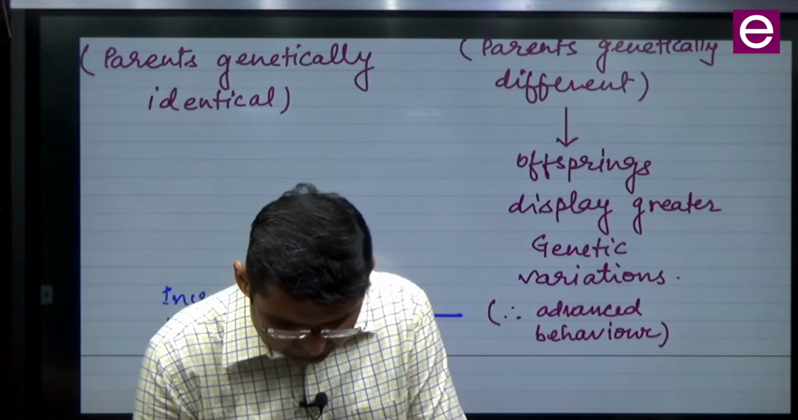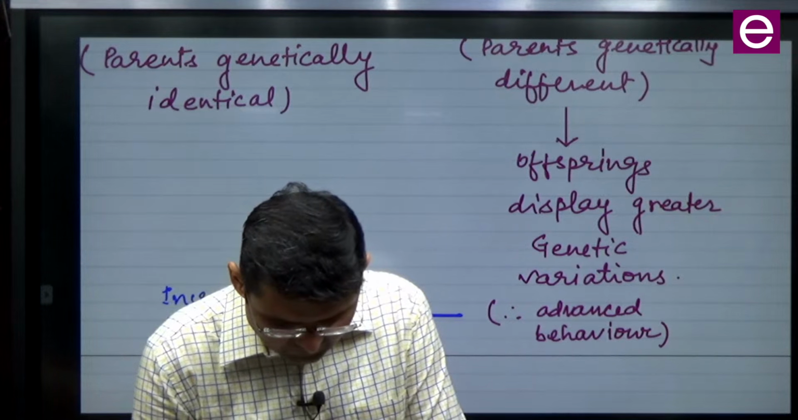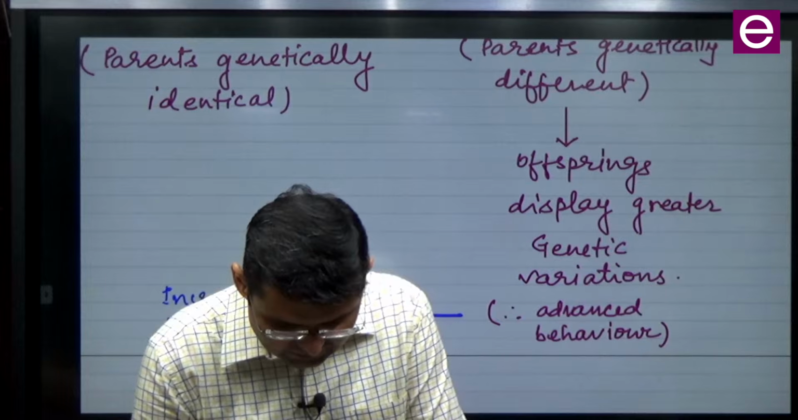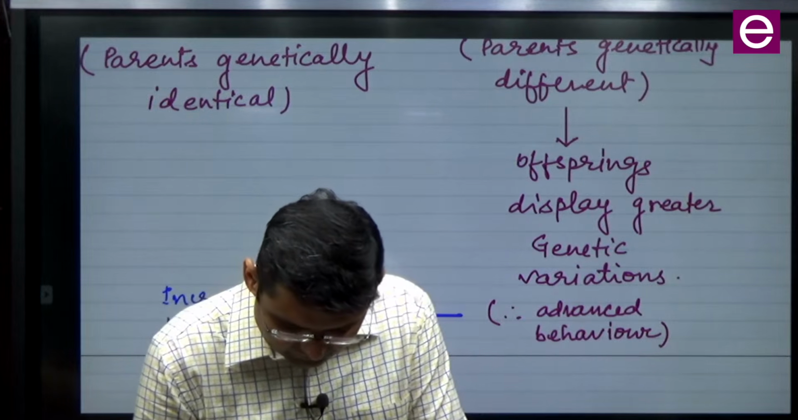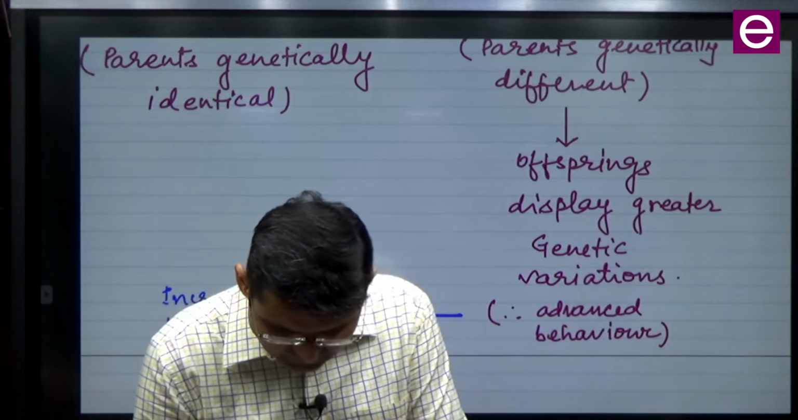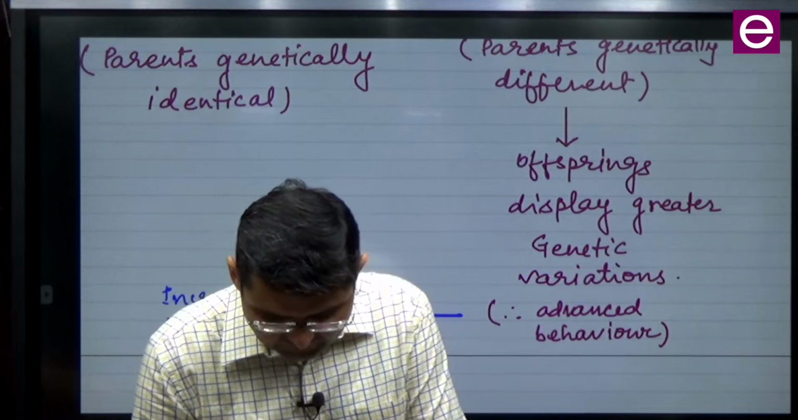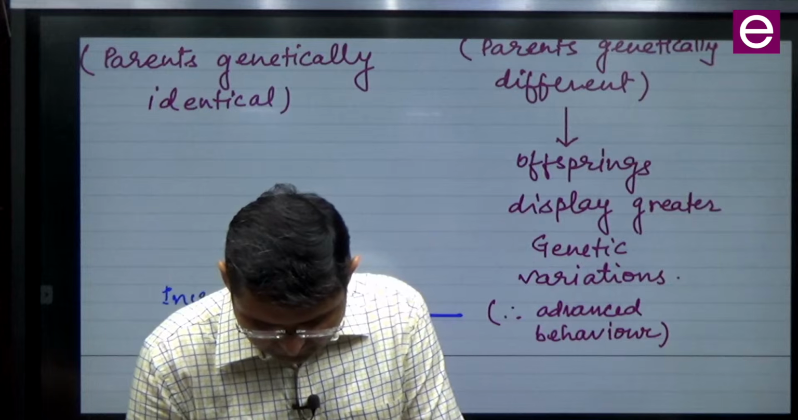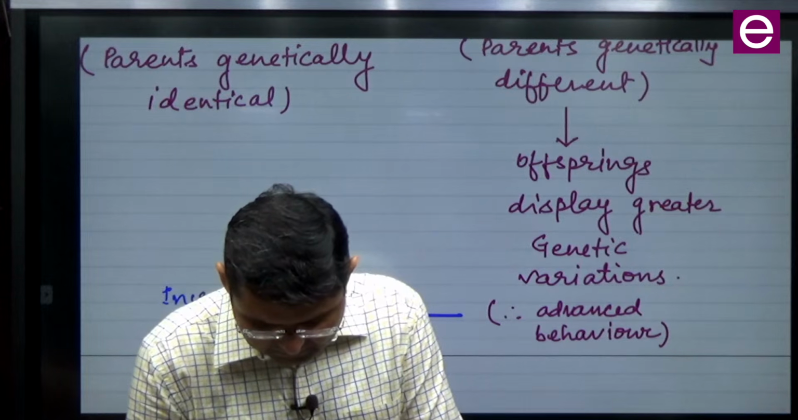genetic variations. And if it increases genetic variations, it will be causing evolutionary adaptations.